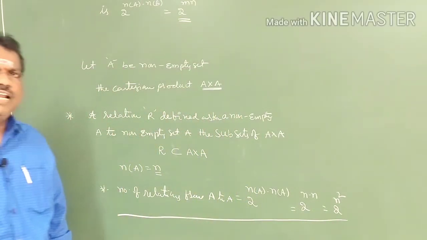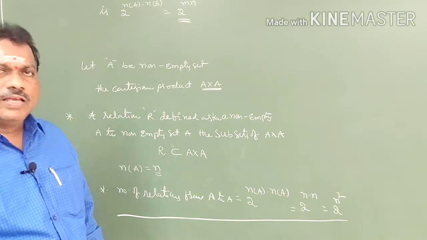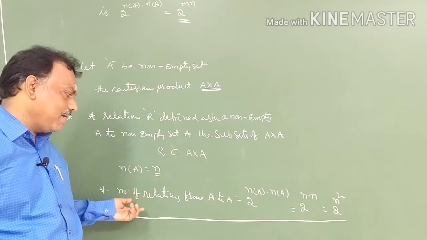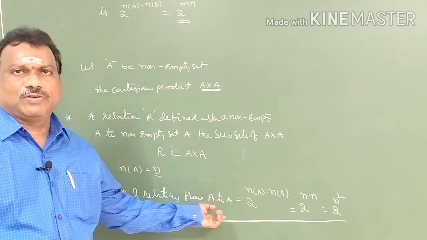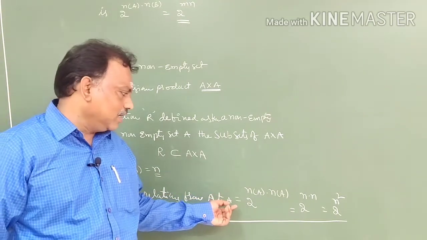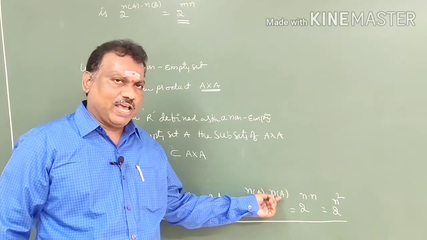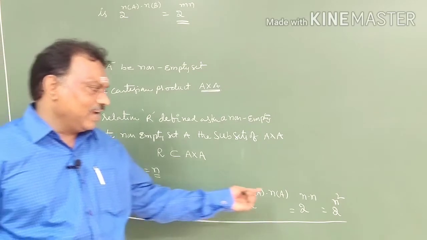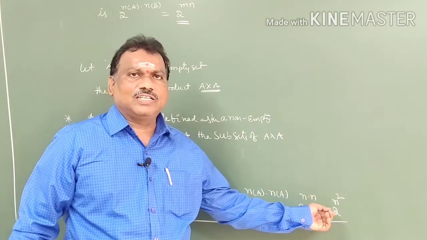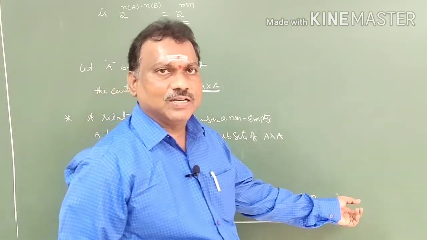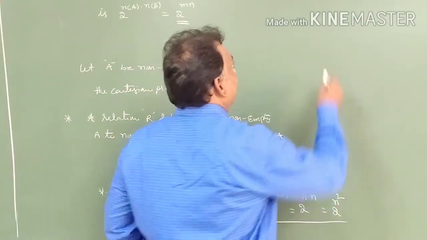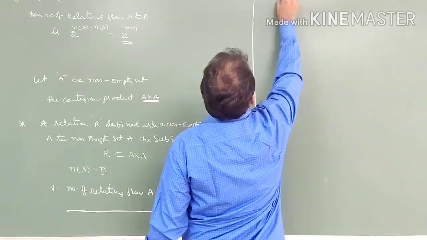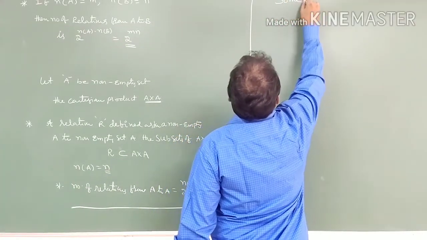They will ask it as an objective question or 1 mark question in the PUC. So if a set contains n elements, the number of relations from A to A, same set to same set, is 2 to the power of n of A into n of A. n of A we already know is n. So 2 to the power of n into n, that is equal to 2 to the power of n square is the number of relations. Now some particular relations we will discuss.